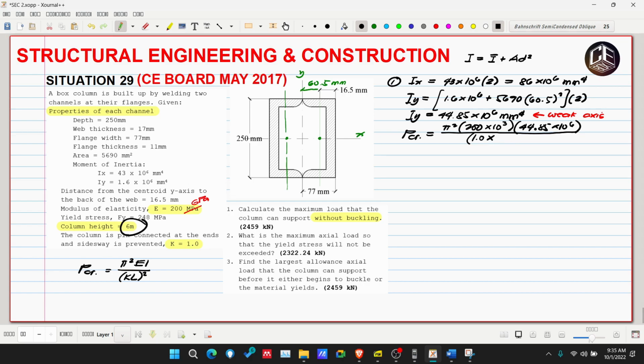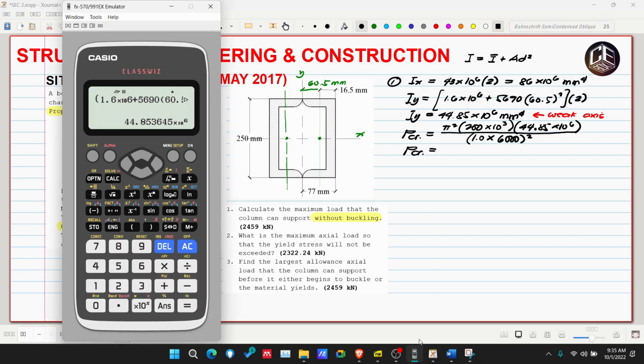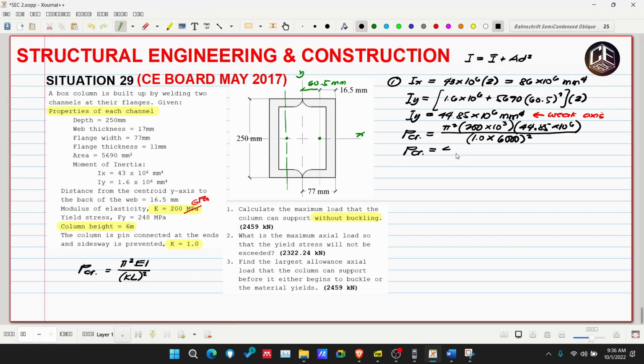So, sa L, gagawin natin is millimeters, no? So, 6,000 squared. So, makukuha natin dito is Newton. I-divide lang natin ng 1,000 yan para maging kilonewton. So, pi squared E multiplied by 44.85 times 10 raised to 6 over 1 times 6,000 squared. Then, divide natin ng 1,000 para maging kilonewton. So, 2459.18 kilonewton.